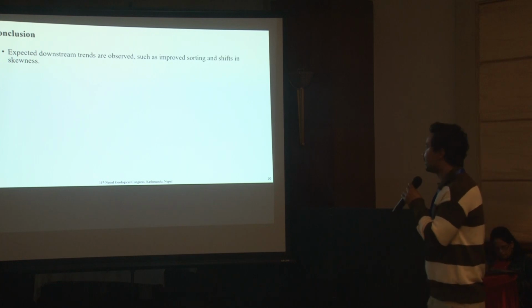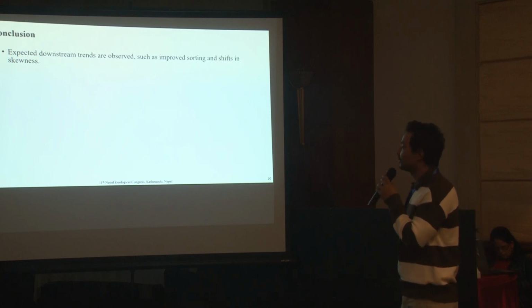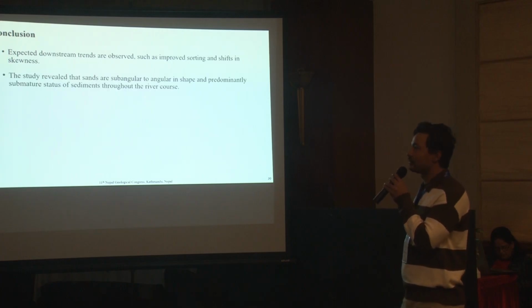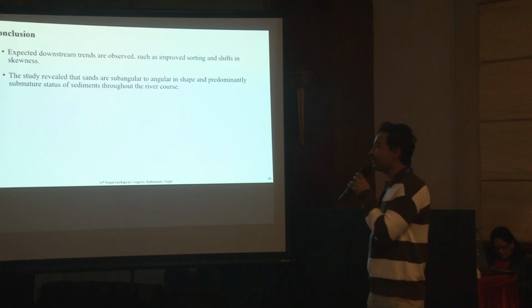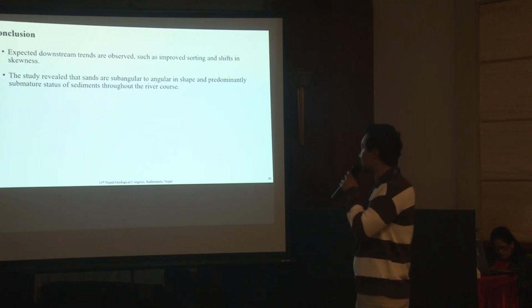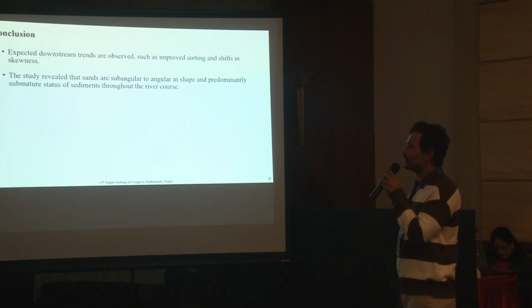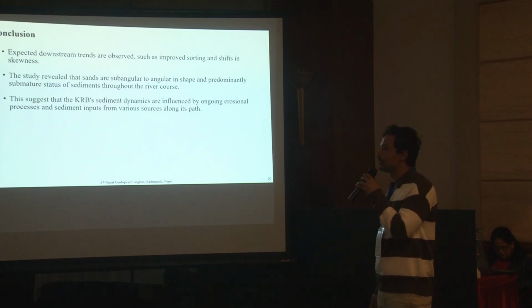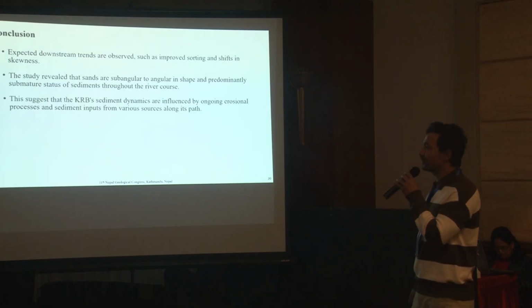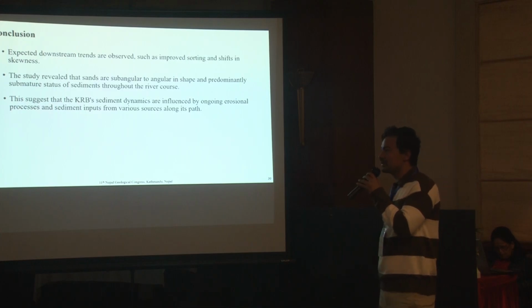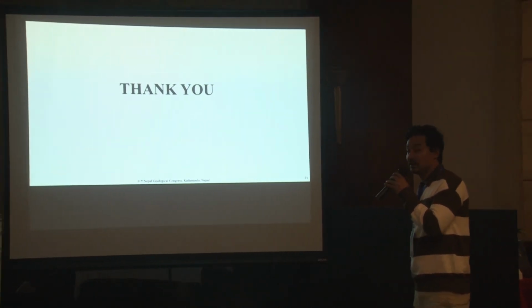Coming to the conclusion, the expected downstream trends are there, such as improving sorting and a shift in skewness from coarse to fine. The study revealed that sands are mostly subangular to angular in shape, and predominantly of somewhat mature status throughout the river course. This suggests that the Karnali River basin sediment dynamics are influenced by ongoing erosional processes and sediment inputs from various sources along its path. Thank you. Main river system of Nepal.